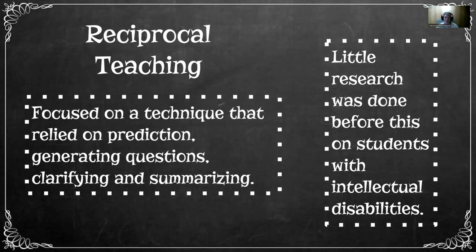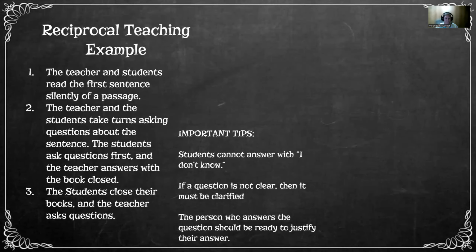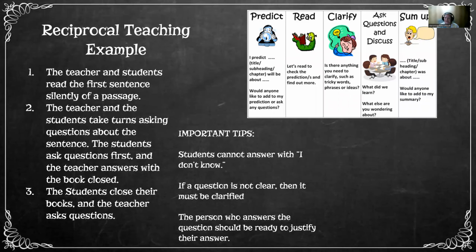Strategy number one was reciprocal teaching. It focused on a technique that relied on prediction, generated questions, clarifying, and summarizing. Before this, little research had been done on students with intellectual disabilities. For a reciprocal teaching example, I thought it might be important to show you what an example looks like so that as I describe it, you go, oh, okay, this is what they were doing in the study.